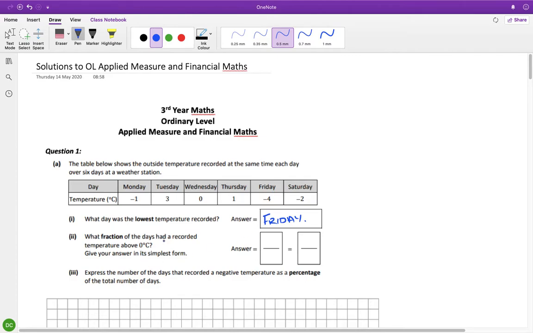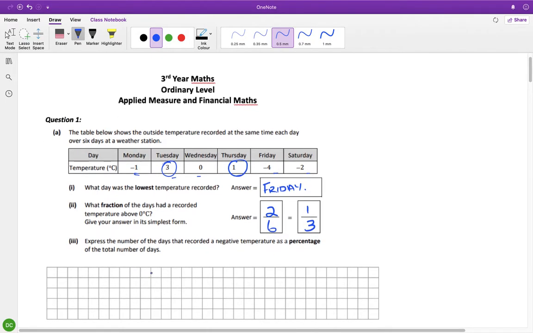What fraction of days had recorded a temperature above 0 degrees Celsius? So what fraction had recorded a temperature above 0 and give it in its simplest form? So above 0 is 1 above 0. Okay, so just these two. 2 out of 1, 2, 3, 4, 5, 6. And that's a third.